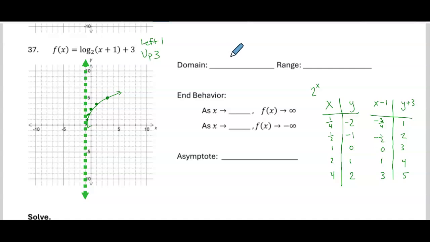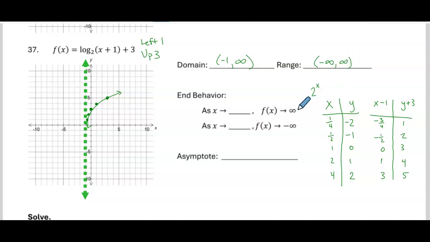Okay, domain is restricted because of the asymptote. I'm restricting it from -1 to infinity. Range, I have a down arrow, I have an up arrow, so we're just going to go with an infinite range.